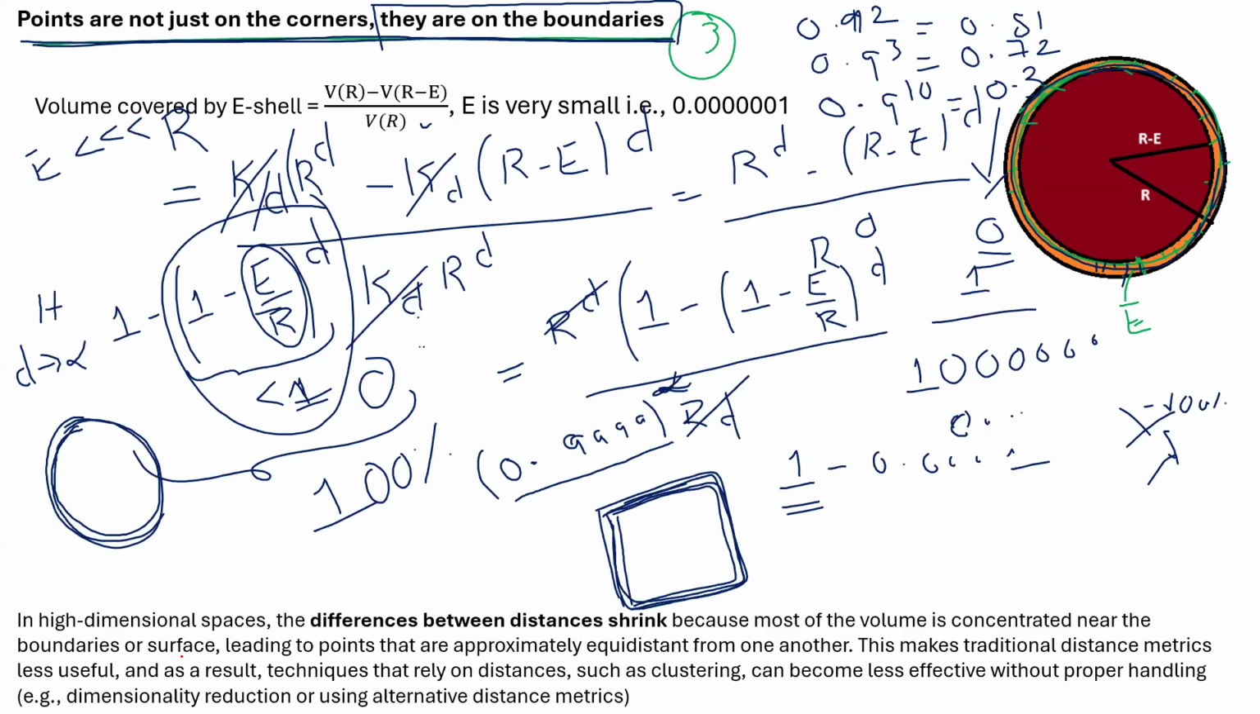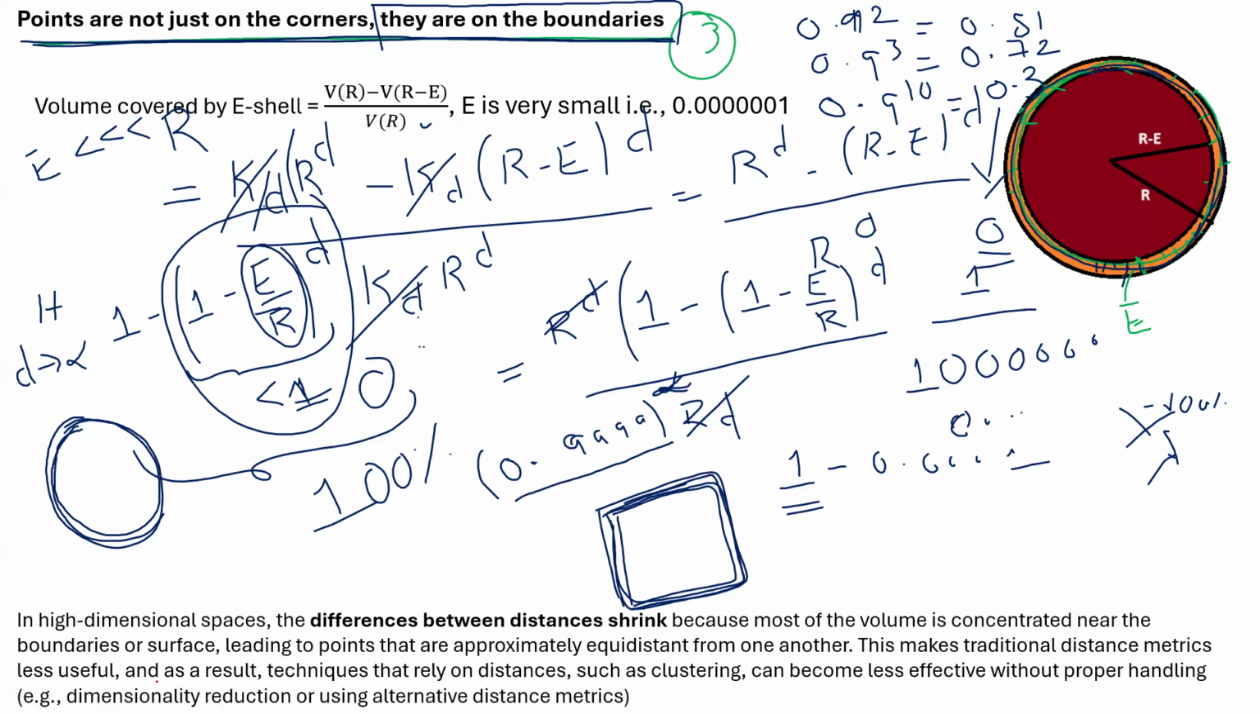That is what we have actually learned by doing different derivations, leading to the points that are approximately equidistant from one another. In that closed space, if you take any 2 points, they look like they are of equal distance, even if it is dog, cat, or any other animal, rat or whatever it is, they all look equal. So this makes traditional distance metrics less useful.